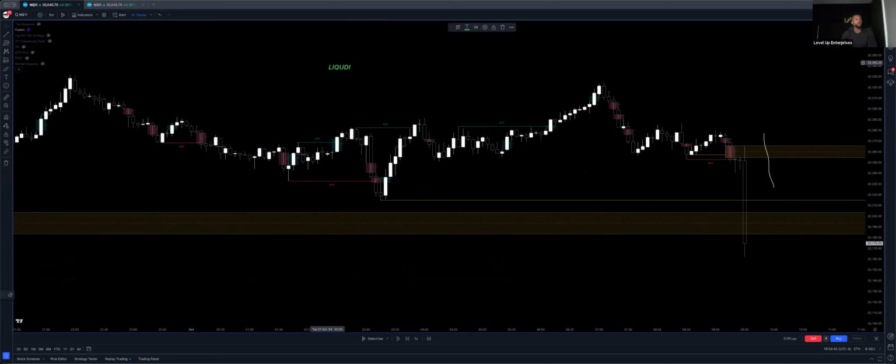Here we go. Liquidity sweep. All right. Market structure shift, fair value gap, entry. What's your target? Opposing liquidity. That's it. Done.